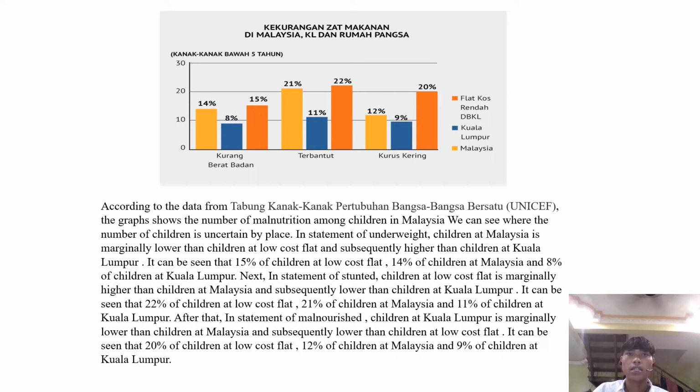After that, in terms of malnourished, children in Kuala Lumpur are marginally lower than children in Malaysia and subsequently lower than children at low-cost flats. It can be seen that 20% of children at low-cost flats, 12% of the children in Malaysia, and 9% of children in Kuala Lumpur.